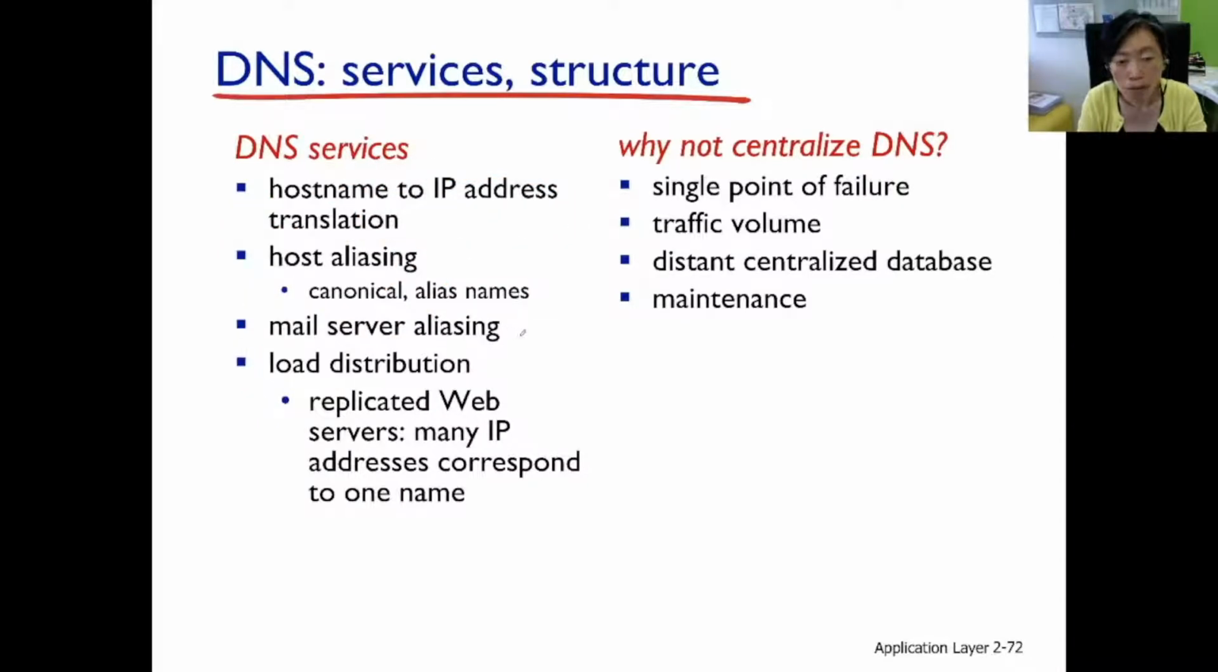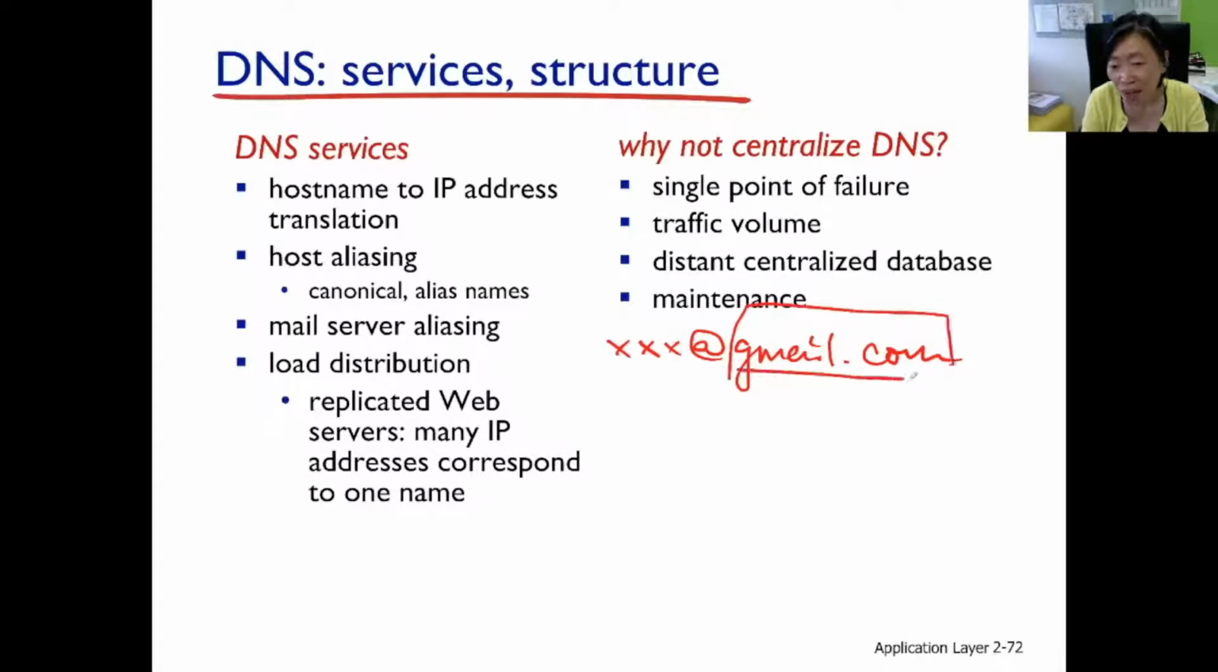Second, mail server aliasing, right? So I mean, you must have one of these, right? Gmail accounts. If your friend is sending email to your Gmail account, your friend's mail server will need to know who's your mail server. So who's Gmail's mail server? This thing actually looks very general. It's in fact a domain name, not quite a host name.